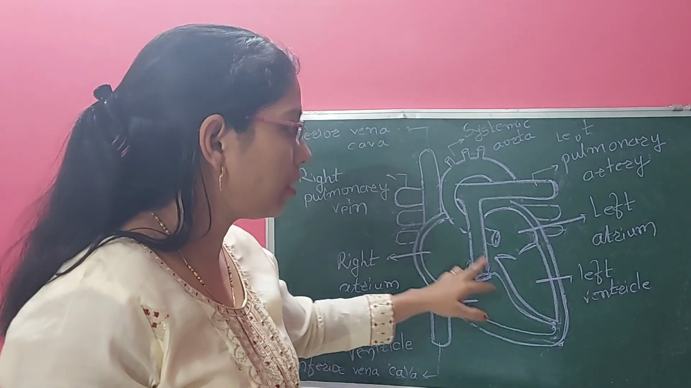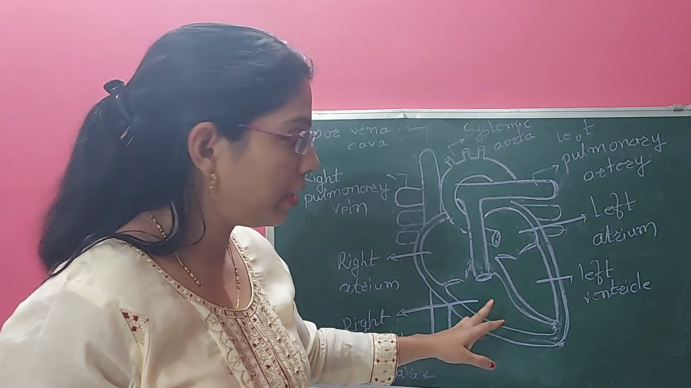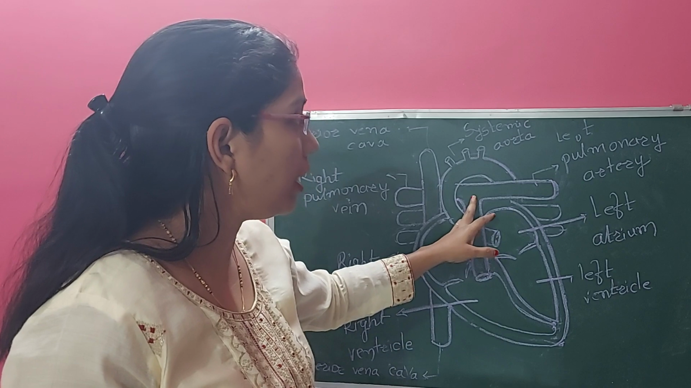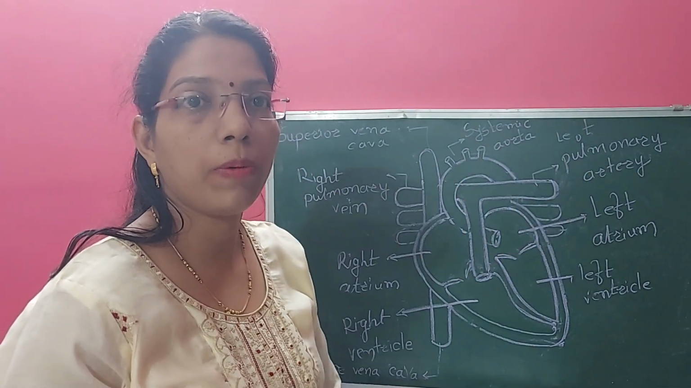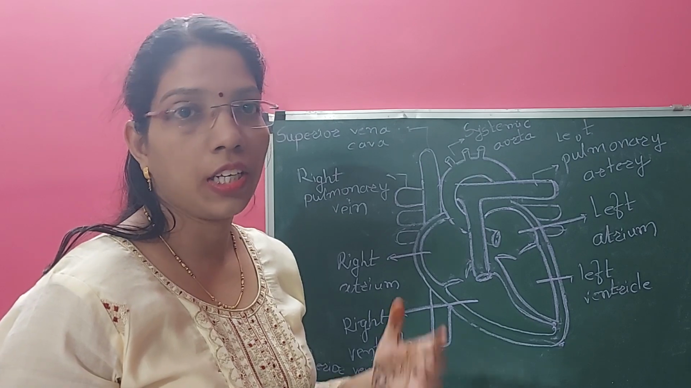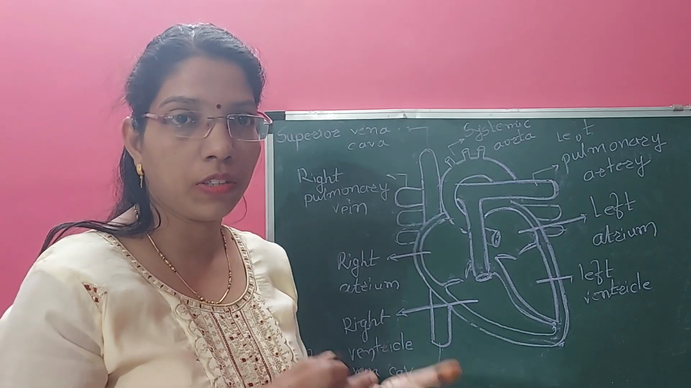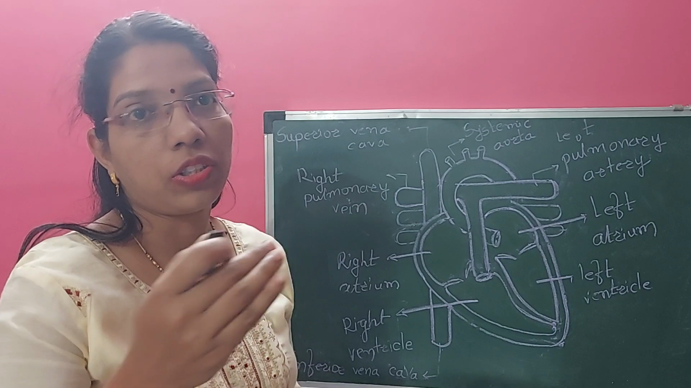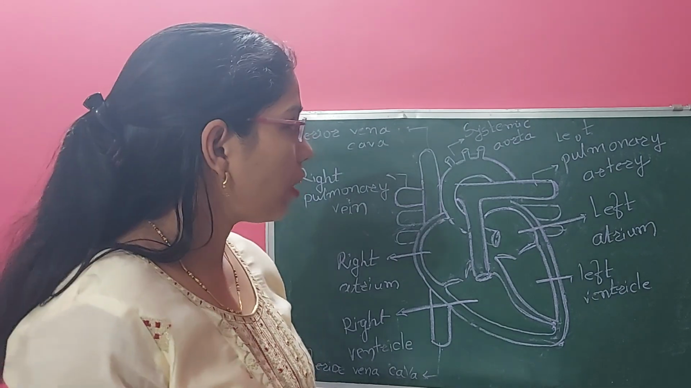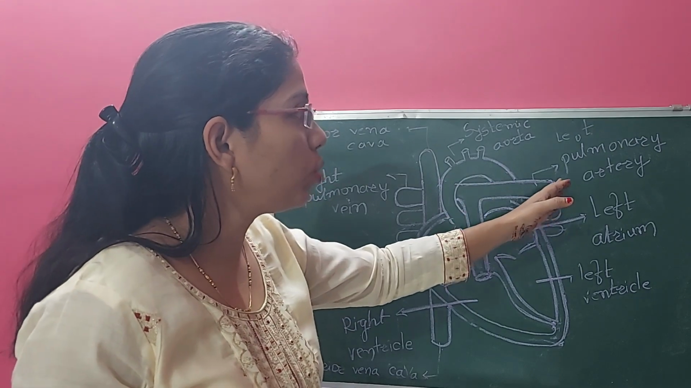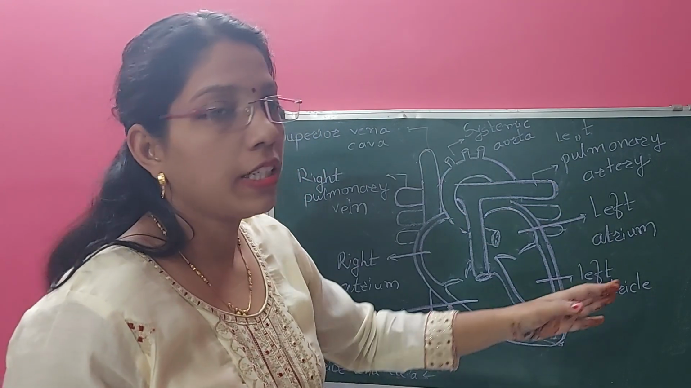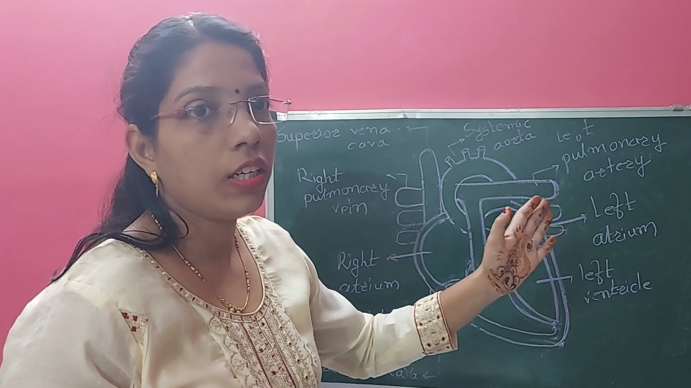Then it enters the right ventricle, and from the right ventricle through this pulmonary artery it is carried towards the lungs. For what purpose? For purification. We have seen in the respiratory system that oxygen is mixed with the blood and carbon dioxide is released. For that purpose, that blood is carried through the pulmonary artery towards the lungs.